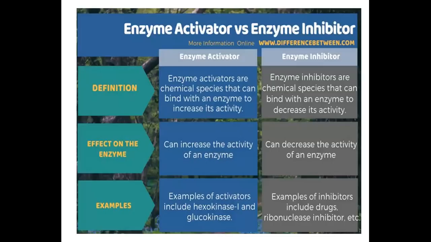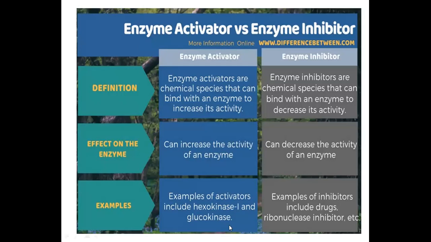Now two types are there: an enzyme activator and an enzyme inhibitor. That is also a prime factor affecting the enzyme-substrate reaction. Activator means it will activate the chemical reaction; it is a chemical species that can bind with the enzyme and increase its activity. Whereas enzyme inhibitors are chemical species that can bind with an enzyme to decrease its activity. So in case of an activator, it will increase the activity of the enzyme, but an inhibitor will decrease it.